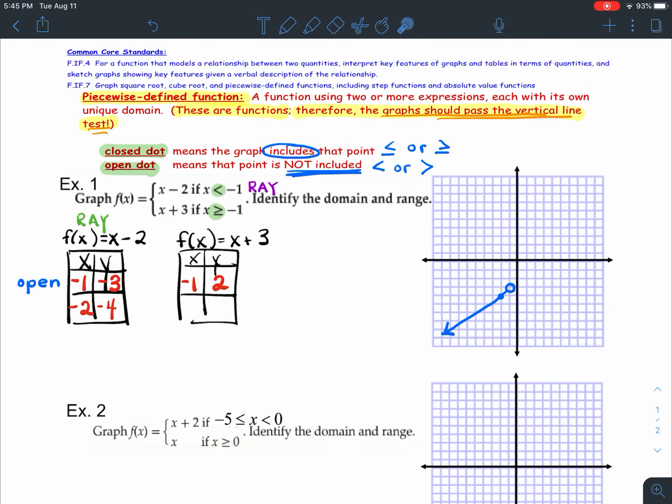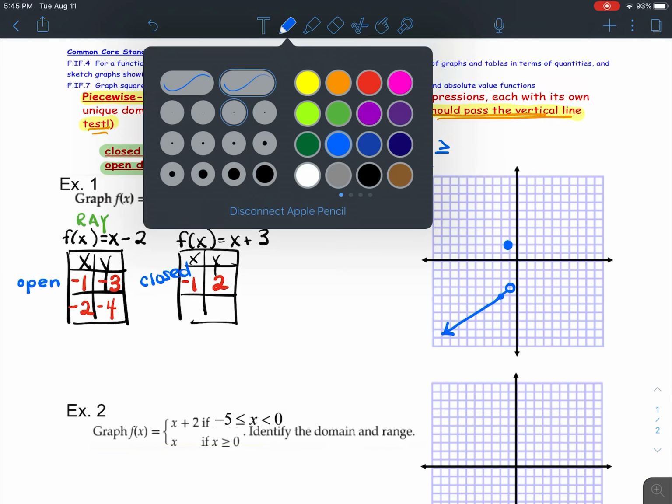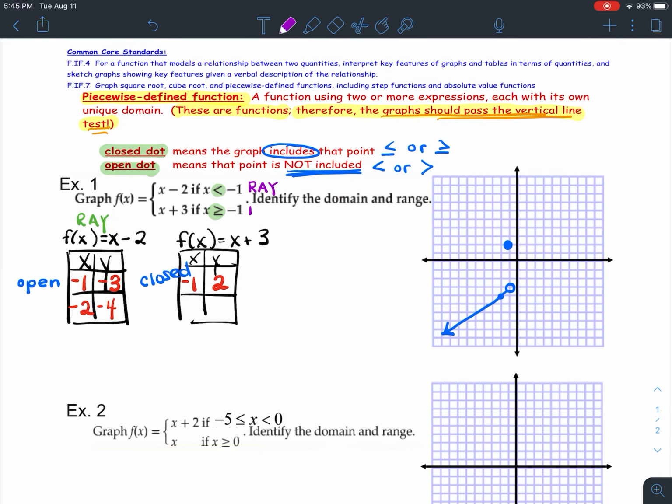Okay, now let's look at the inequality symbol. Does this inequality symbol have an equal to bar underneath it? This one does. So that means we're actually going to include this point. We want to make this point closed. So I'm going to make a little note to myself that when I go over here and I plot -1, 2, I'm closing that one in.